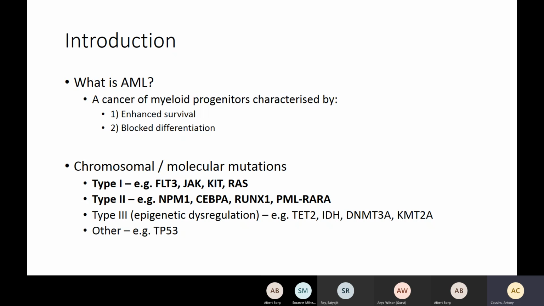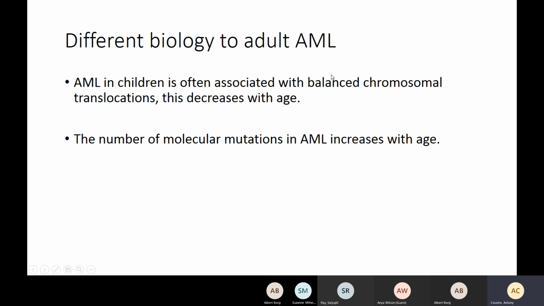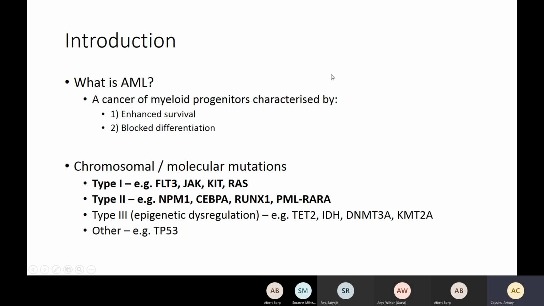So, a cancer of myeloid progenitors characterized by cells that don't die when they should and proliferate more than they should, and cells that, on top of that, don't differentiate the way they should. These cells should be maturing and turning into your mature neutrophils or monocytes or eosinophils or whatever they're going to be, but instead they're stuck at a primitive phase, which causes problems.